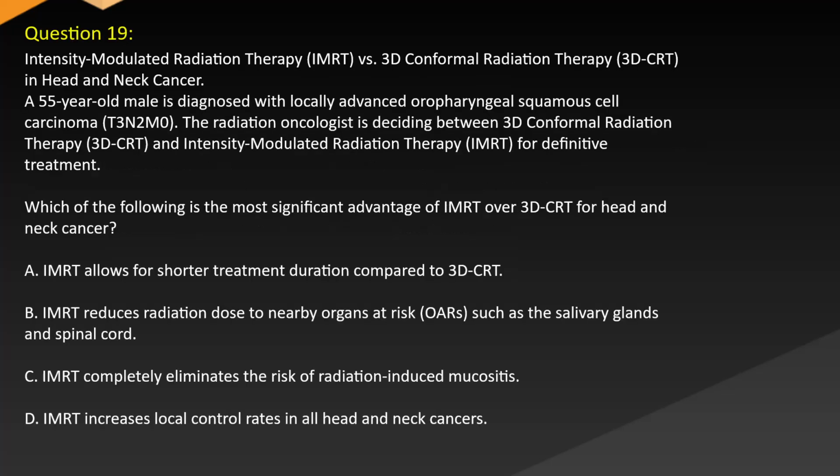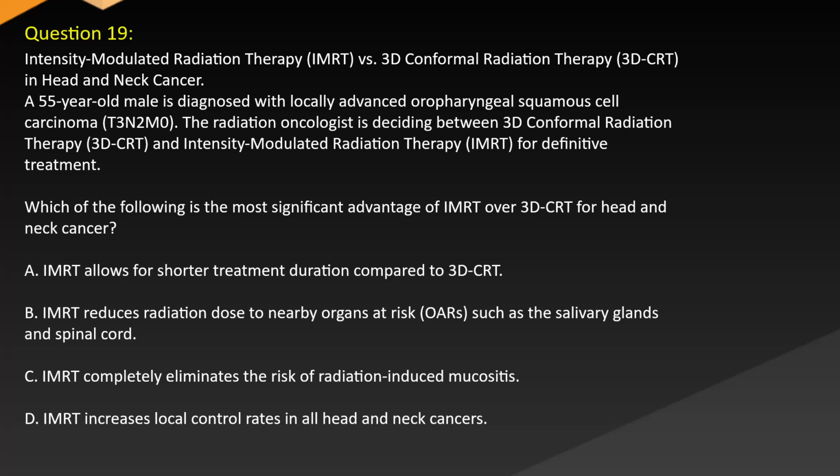Question 19. Intensity modulated radiation therapy, IMRT, versus 3D conformal radiation therapy, 3DCRT, in head and neck cancer. A 55-year-old male is diagnosed with locally advanced oropharyngeal squamous cell carcinoma. The radiation oncologist is deciding between 3D conformal radiation therapy and intensity modulated radiation therapy for definitive treatment. Which of the following is the most significant advantage of IMRT over 3DCRT for head and neck cancer?